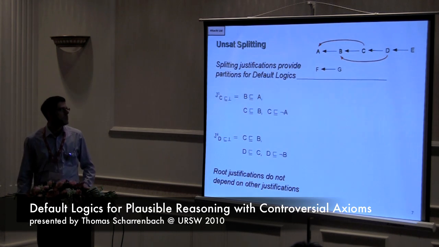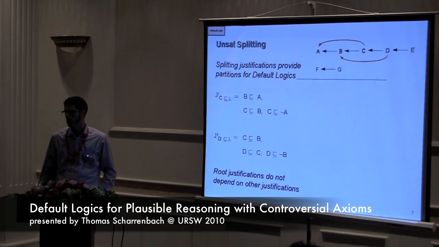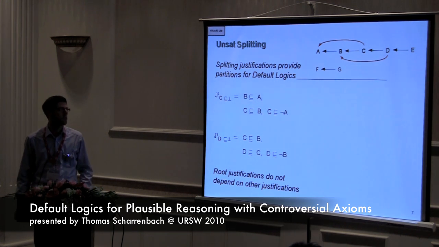Okay, what is the unsatisfiability splitting? Well, what we do is we compute the justifications, that is the minimal set of axioms that cause a conflict.